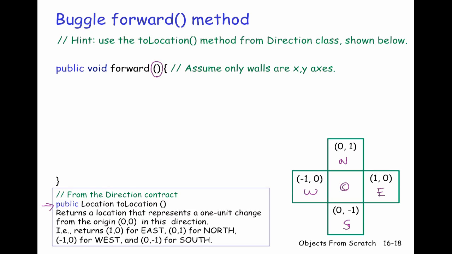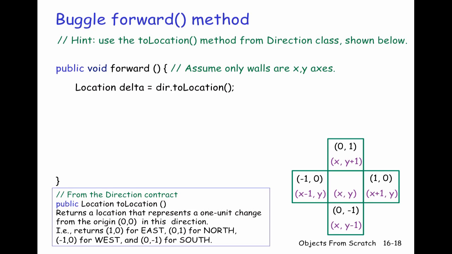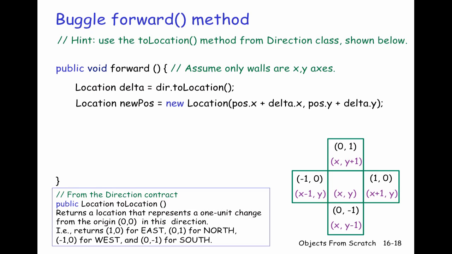So we could use that in our method by naming a local variable called delta that holds on to that information. And what we'd like to do is, if the current position in the center square here is xy, we'd simply like to add the x and y components of delta to our current xy to get our new position. And here is the Java code that does that. We simply create a new location that adds pos.x to delta.x, pos.y to delta.y, and puts that in a variable called new pos. And finally, we simply want to set our private instance variable pos to be the new pos.